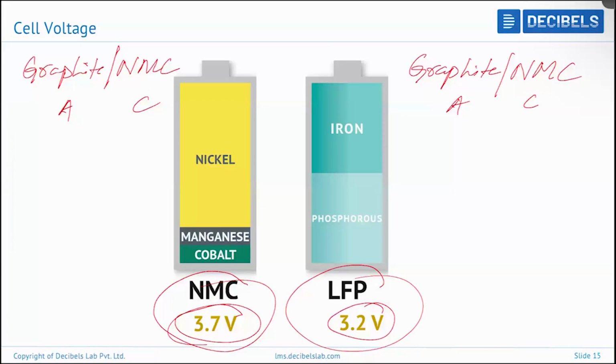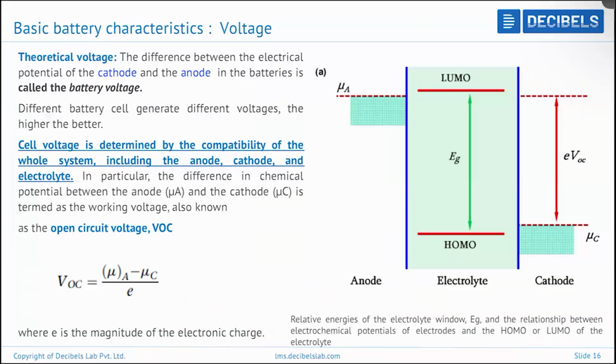Let us understand why. What is the chemistry that makes the cell voltage for NMC high and the cell voltage for LFP low, 3.2 volts? We know that the theoretical voltage is the difference between the electrical potential of the cathode and the anode in batteries. That's called battery voltage. It is actually determined by the compatibility of the whole system.